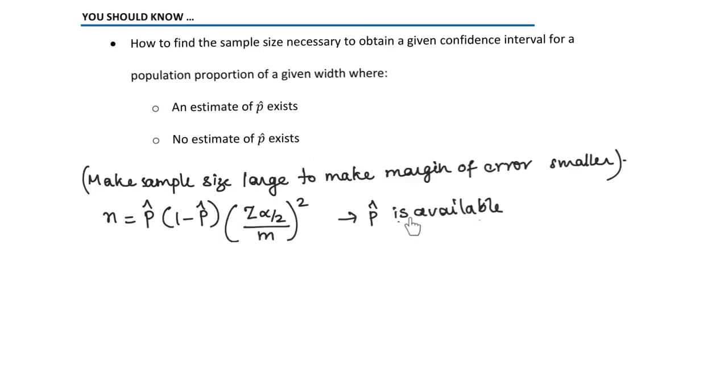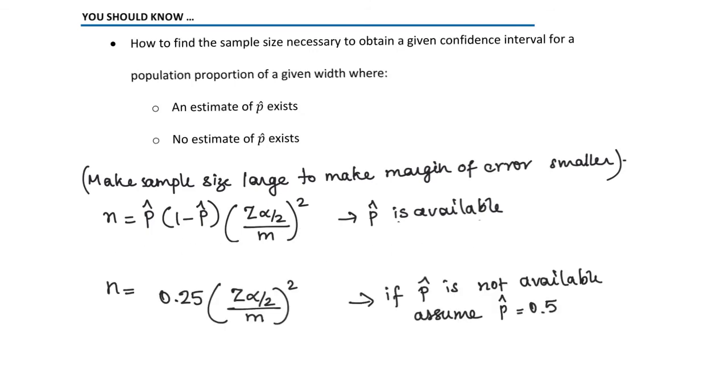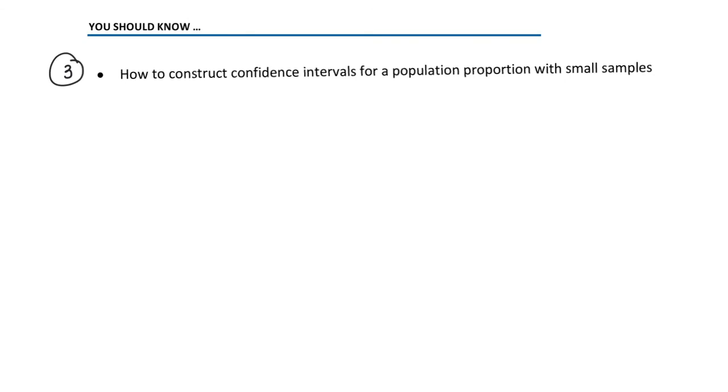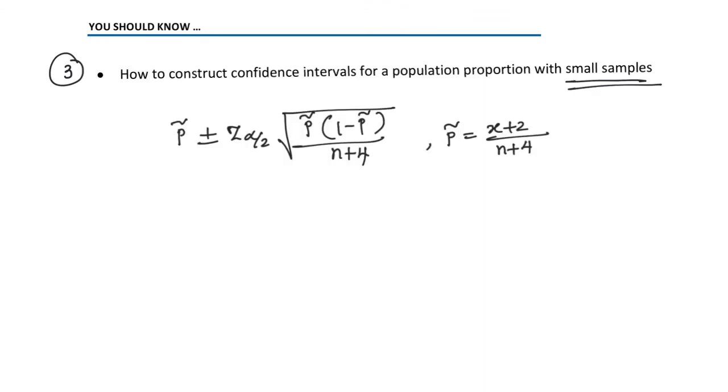When p hat is available, this is the formula we use. When p hat is not available, we assume that p hat is 0.5 and we replace p hat with 0.5, and this formula will become like this. Then at the end we learned how to construct the confidence interval for population proportion with small samples.